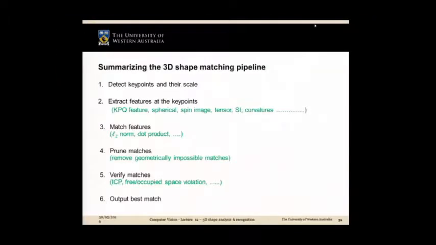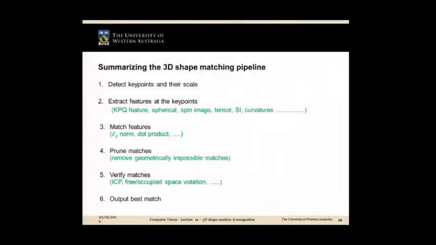Now, quickly summarizing the 3D shape matching pipeline. We detect key points in their scales. It's a feature detection thing that we discussed in 2D as well. Once you have key points, you extract features around each key point. You can think of KPQ features, spherical features, spin images, tensor, curvatures, or any other state-of-the-art 3D feature in this case. Then you perform feature matching.